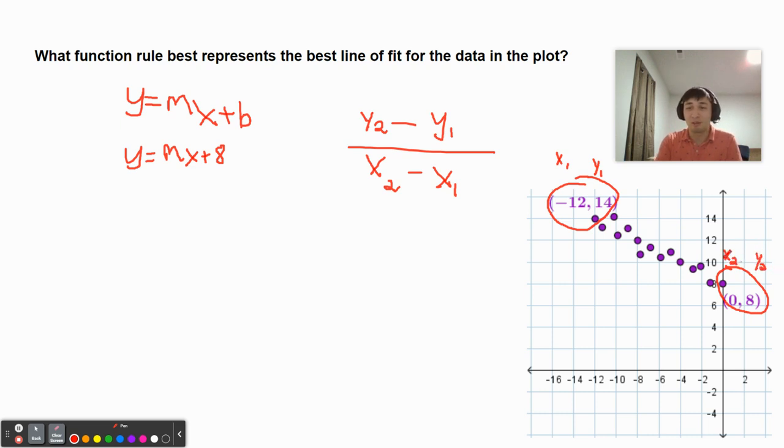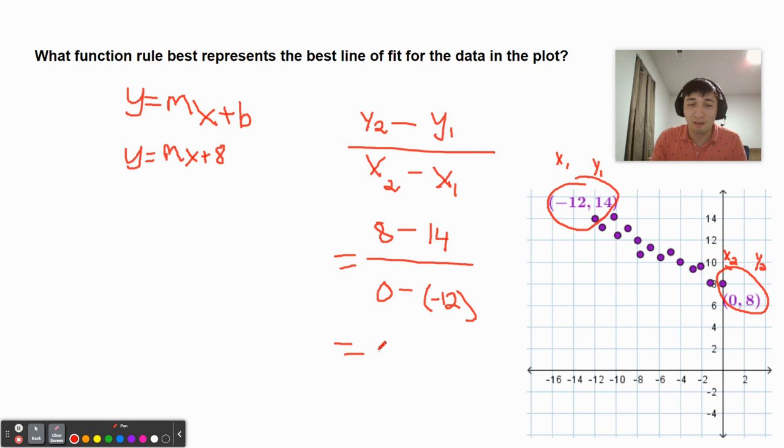So now, let's go ahead and plug that in. Instead of y2, I'm going to write 8. And instead of y1, I'm going to put 14. And then in the denominator, instead of x2, I'll put 0. And then instead of x1, I'll put negative 12. Notice that I'm putting it in parentheses because there are two negatives, so we've got to be careful. And then we continue on.